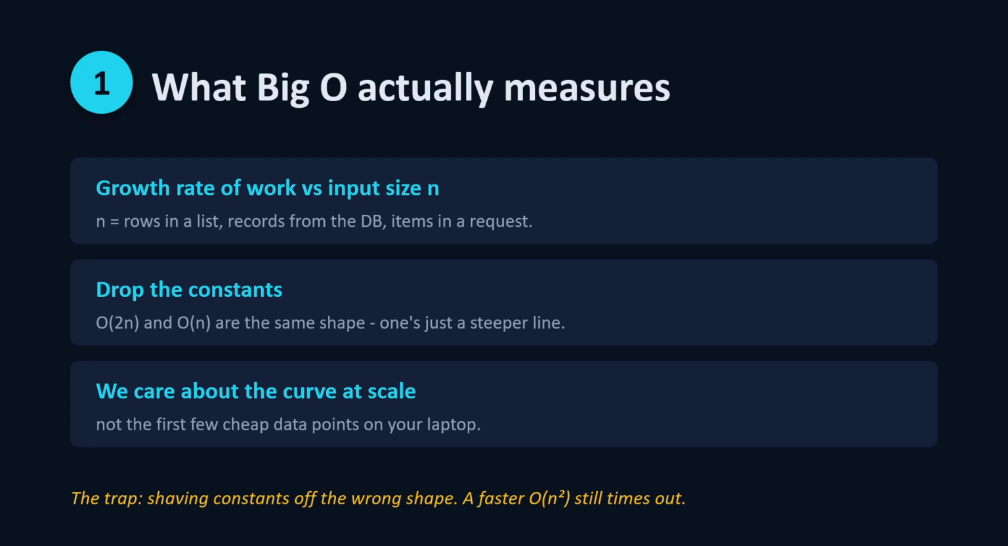So, the trap to avoid. Don't spend a day shaving 10% off a loop, that's the wrong shape. If it's quadratic, a faster quadratic will still time out. You have to change the shape, not polish it. We'll come back to that later.